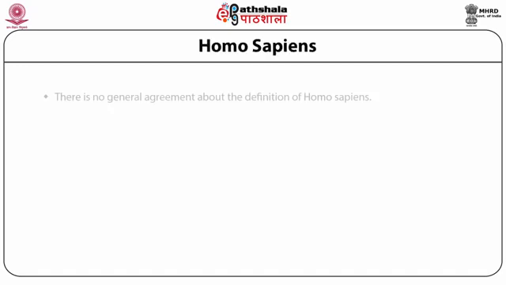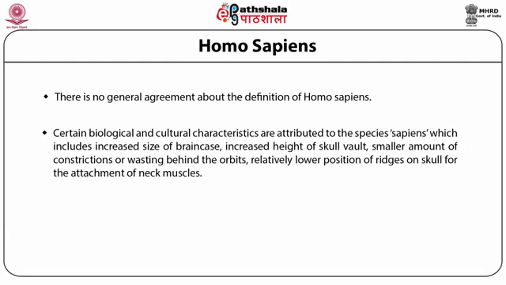Homo sapiens. There is no general agreement about the definition of Homo sapiens. Certain biological and cultural characteristics are attributed to the species sapiens, which include increased size of the brain case, increased height of the skull, a smaller amount of constriction or waisting behind the orbits, and a relatively lower position of the ridges on the skull for the attachment of the neck muscle. Associated with this are a cranial capacity of 900 to 2300 cc, rounded occiput, bent basicranium, maximum skull breadth higher on the skull, flatter face, well-defined chin and smaller incisors as distinct features of Homo sapiens.